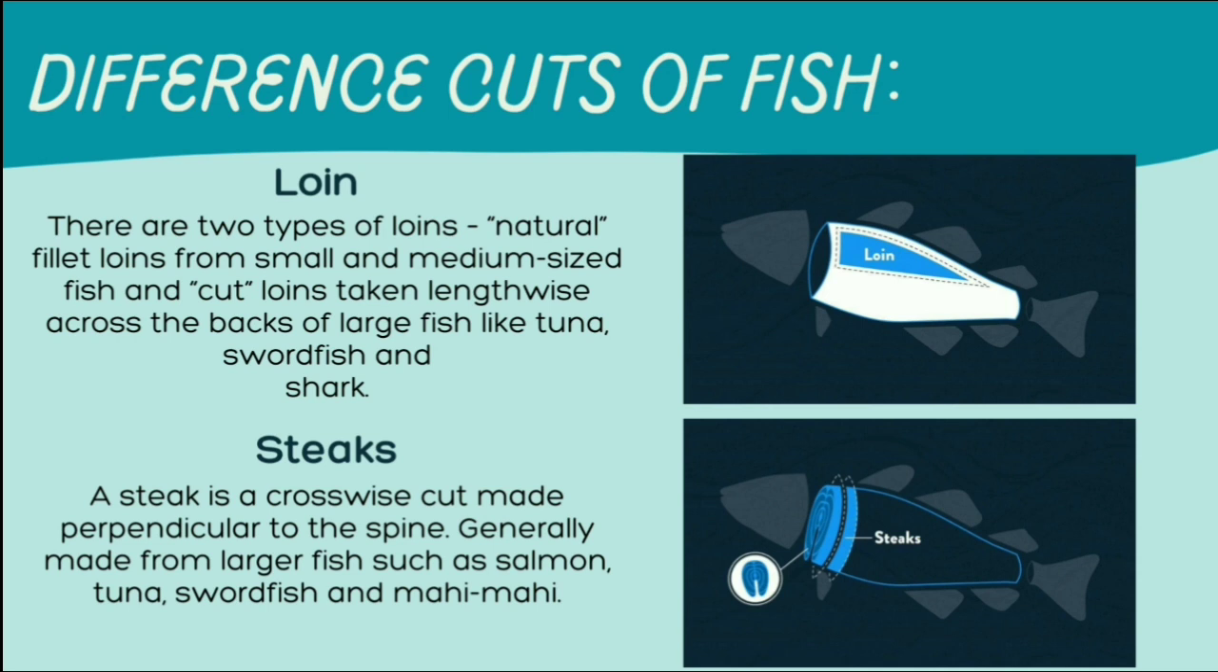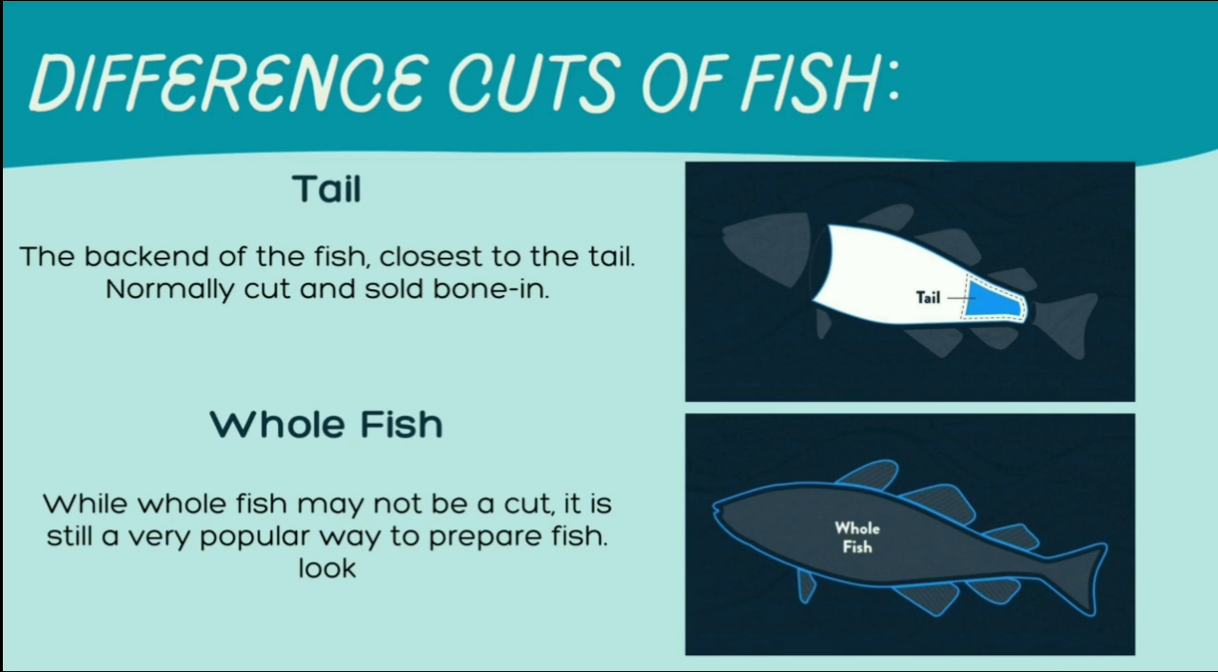Number 4, steaks. A steak is a crosswise cut made perpendicular to the spine, generally made from larger fish, such as salmon, tuna, swordfish, and mahi-mahi.